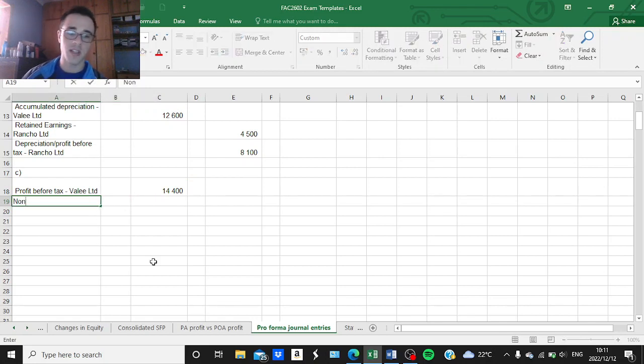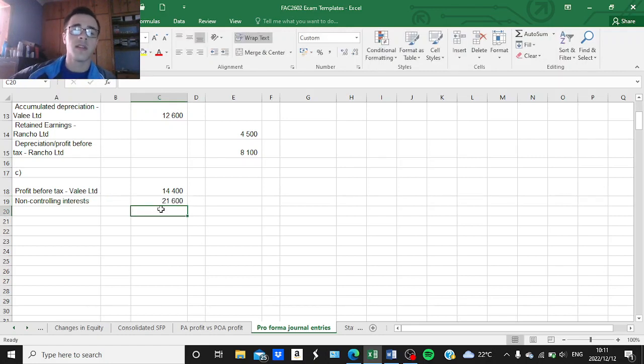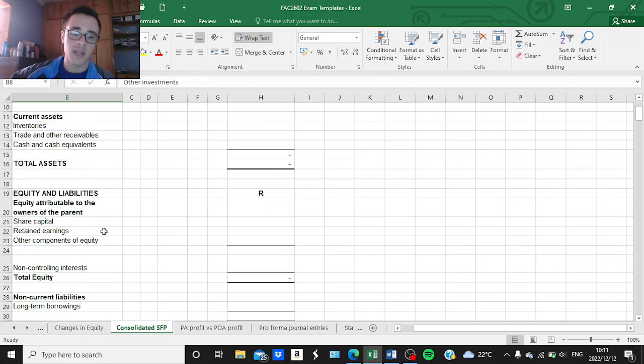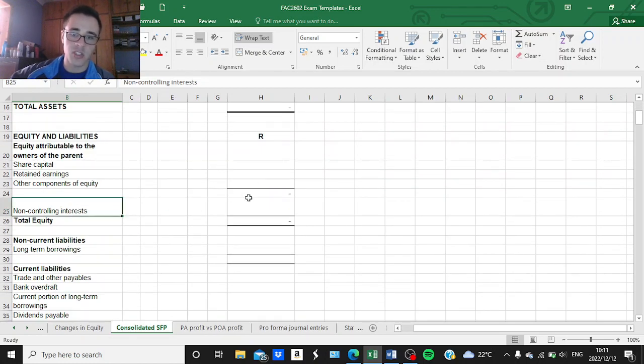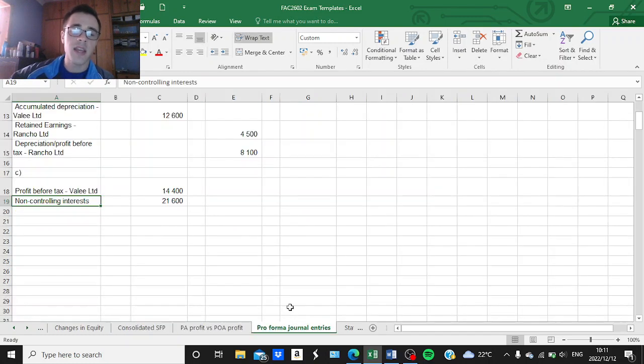We need to debit non-controlling interests, all right, by 21,600. So why do we debit non-controlling interests? Because this amount of 21,600 is not owed to non-controlling interests. So in other words, it would decrease the value of non-controlling interests that you would show on the face of the statement of financial position or the consolidated statement of financial position. So by debiting non-controlling interests, you will decrease the amount that will be shown here. Okay, it just indicates that you have paid or declared that amount to non-controlling interests.